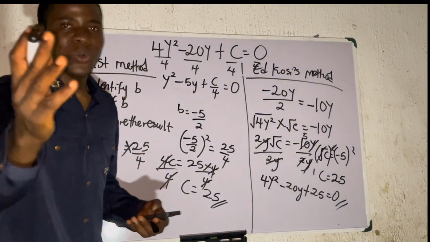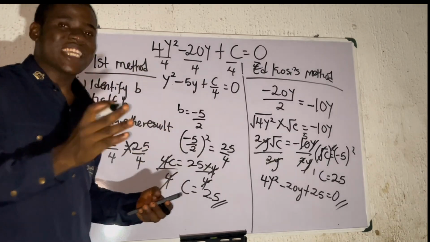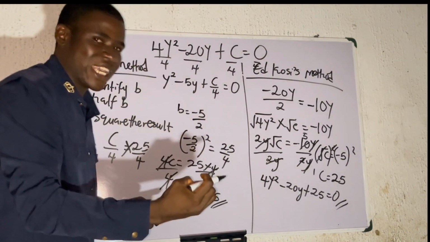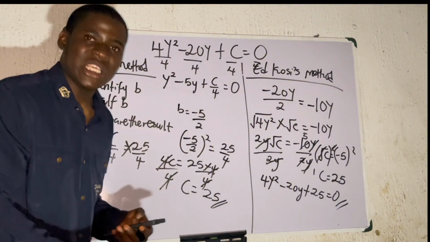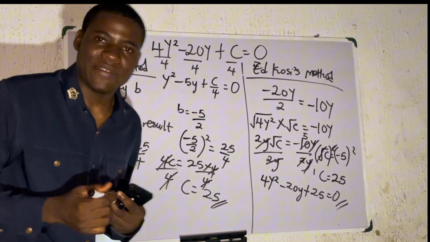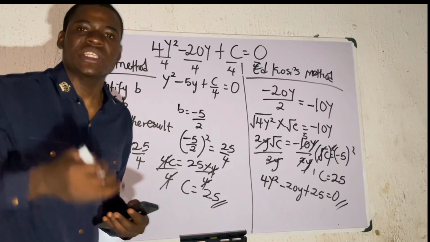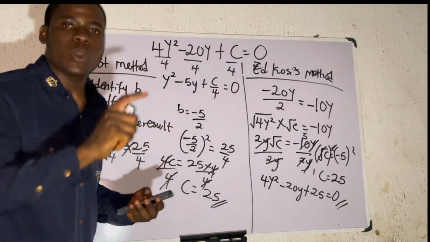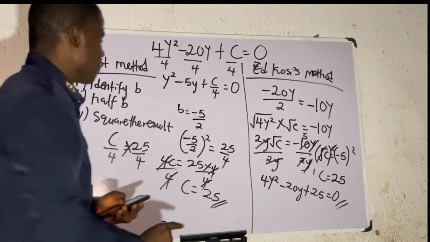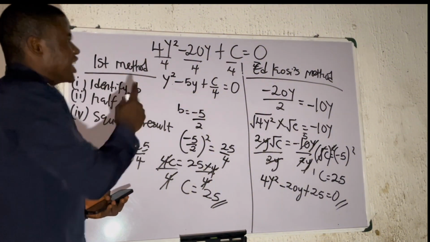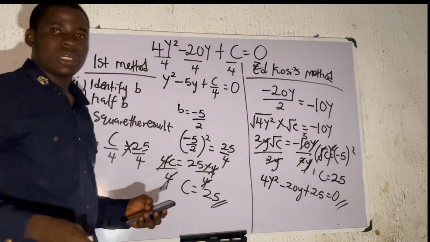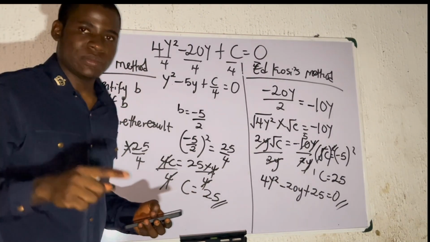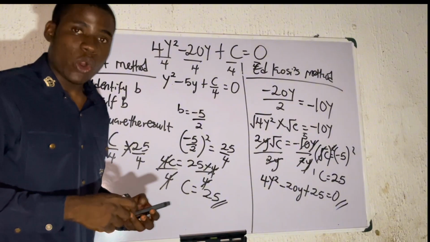Yes. Just know that the first method can only work if the coefficient of the first term, the one bearing the square, is unity. It must be 1. Make the coefficient of that y squared or s squared or p squared or h squared to be 1 before this method can work. Had I not done it like this, I would have failed it. I wouldn't get 25, I'd get something different. Does it make sense? I hope you understand.